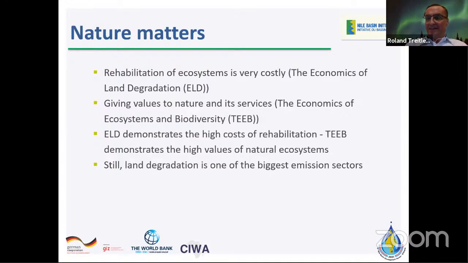The economics of land degradation has demonstrated that the rehabilitation of ecosystems is very costly. The DEEP initiative, on the other hand, shows the high values of the benefits of the ecosystems and their services. And despite these two facts, on the one hand, high costs for rehabilitation and, on the other, high benefits of the ecosystems and their services, land degradation is still one of the biggest emission sectors.